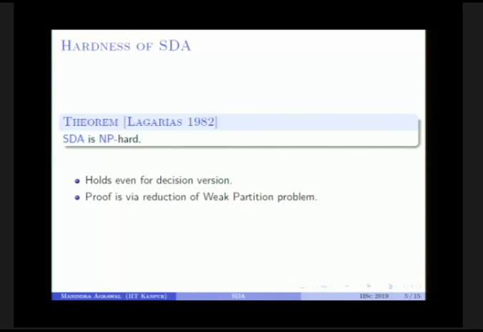Okay, so from a complexity perspective, Lagarias showed in 1982 that finding or even deciding whether such an L exists is an NP-hard problem. It's a very interesting proof, actually. It's a reduction from the weak partition problem, which is a very familiar NP-complete problem. The reduction is simple, but uses a very ingenious trick. So I would certainly urge you to look it up.